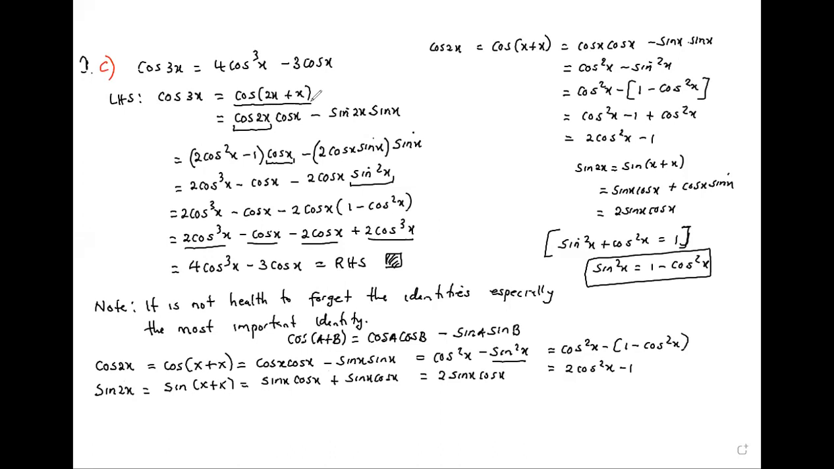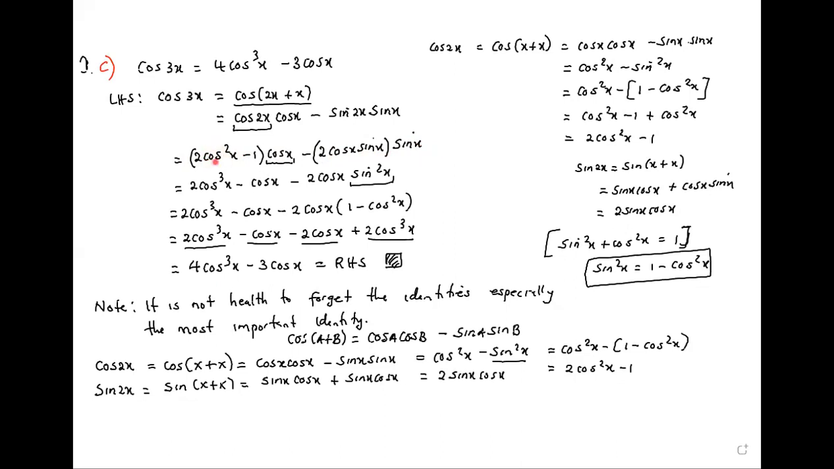Then you expand: cos 2x cos x minus sine 2x sine x. Where there is cos 2x, you substitute its form in terms of the single angle. So you substitute, you have it here, multiplied by cos x. Where there is sine 2x, you substitute its form, we have it here. So now we have done the substitution. What is remaining now is just expansion.